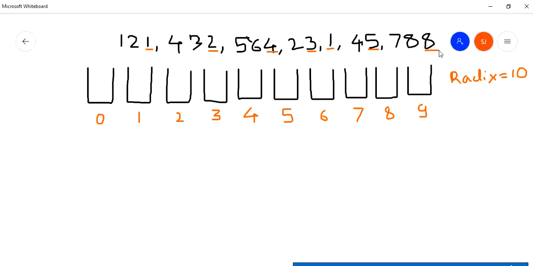Now the important thing is that it is not required that each and every number must be a 3-digit number. You can have a 3-digit number, you can have a 2-digit number, you can have a single digit number, you can have a 4-digit number also. Okay, it is not required. You can have any random order and random number of digits.